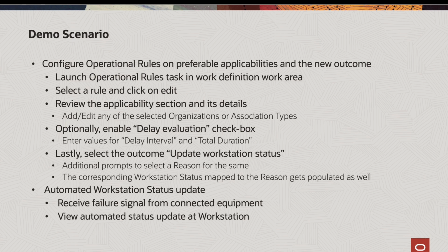This demo showcases how a manufacturing engineer configures an operational rule to add applicability and influence workstation status based on incoming events. The workstation status is then updated during rule assessment based on the configured reason and a fulfilled condition.